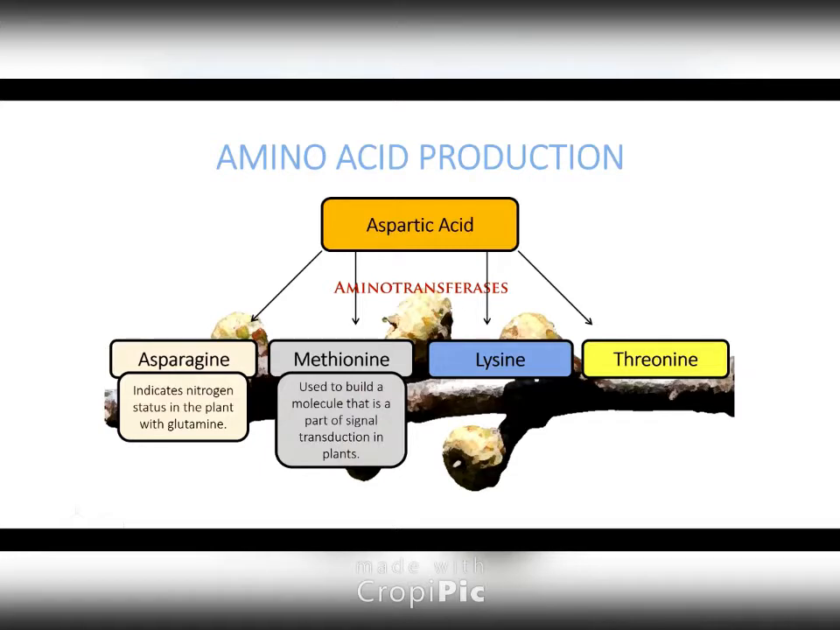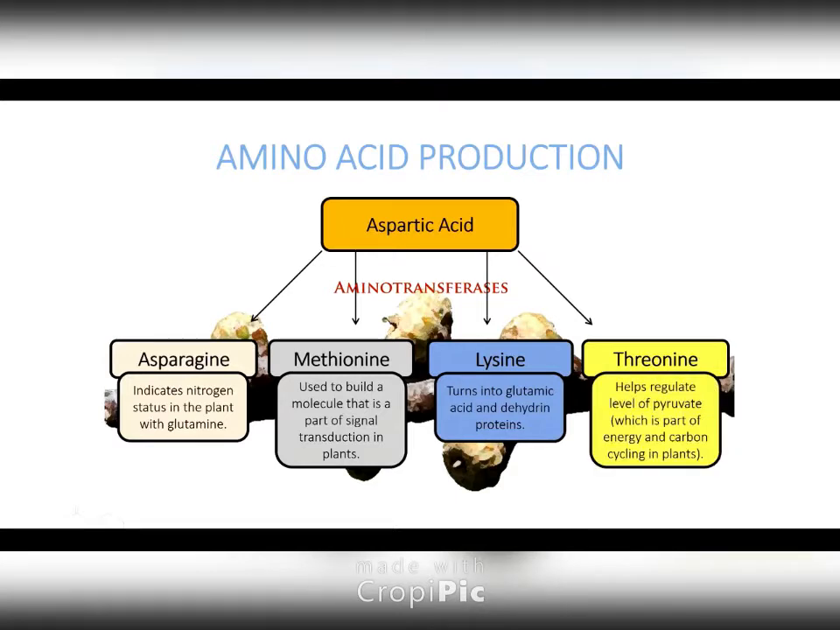Methionine, building up signal transduction in plants. It helps the plant to communicate with each other. It's kind of an interstate within the plant. Methionine plays a role in that. Lysine can turn into glutamic acid. It also can turn into dehydrin proteins, which helps the plant go through these stressful times, especially when you talk about water concerns. And threonine, it helps regulate the levels of pyruvate. It's involved in the energy production in the plant.